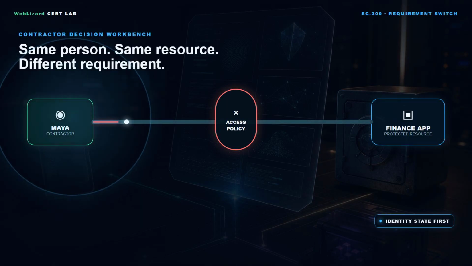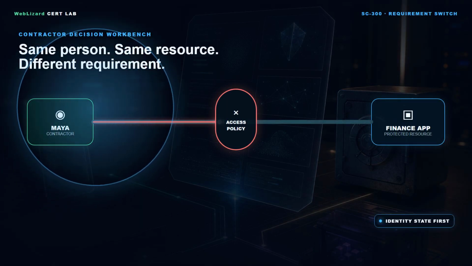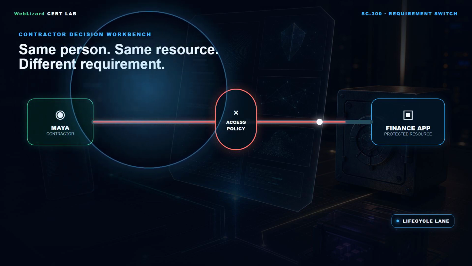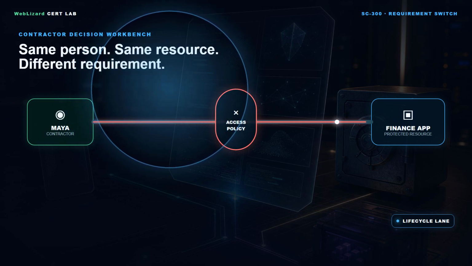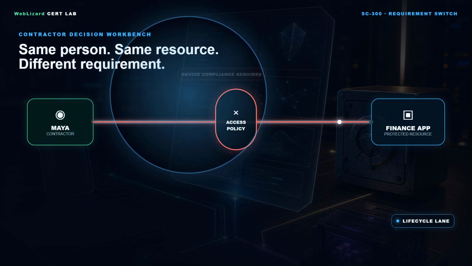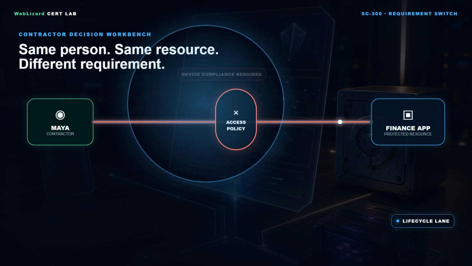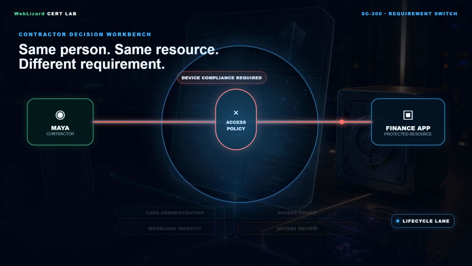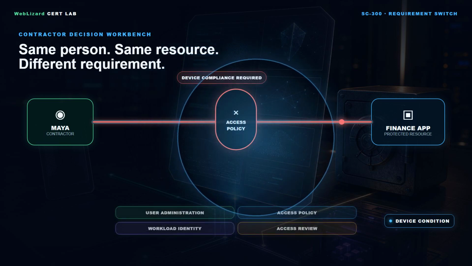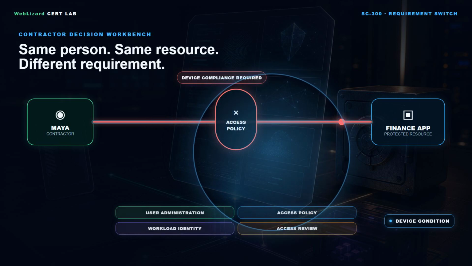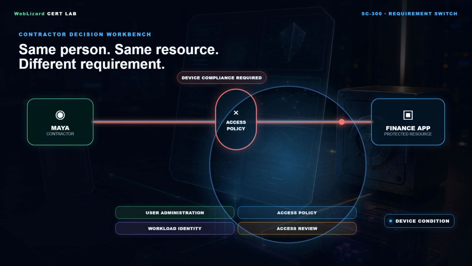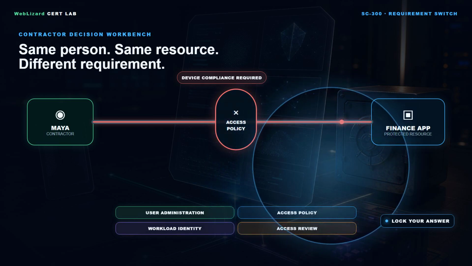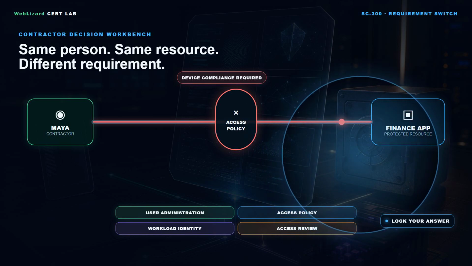Return to Maya. First, ask whether the contractor exists in the tenant with the correct identity state and authority. Users, groups, roles, devices, hybrid identity, and external identity belong to that lifecycle lane. Now Maya exists, but the finance app is blocked because the required device state is missing. Which layer directly enforces that requirement? User administration, access policy, workload identity, or access review? Lock your answer.